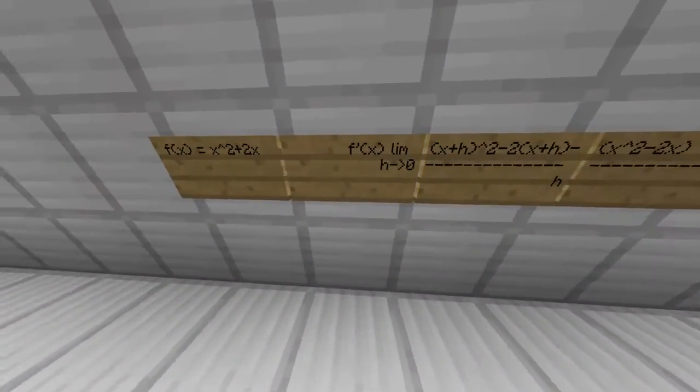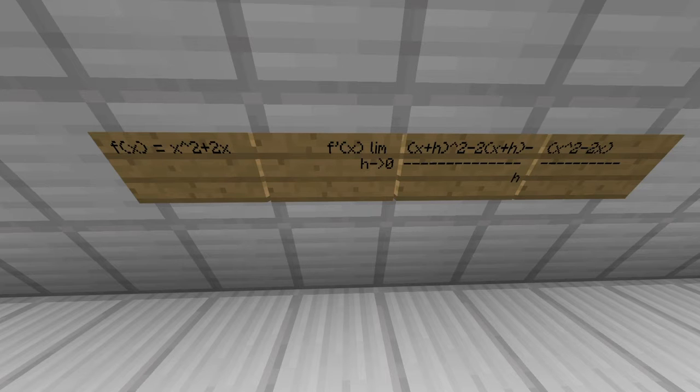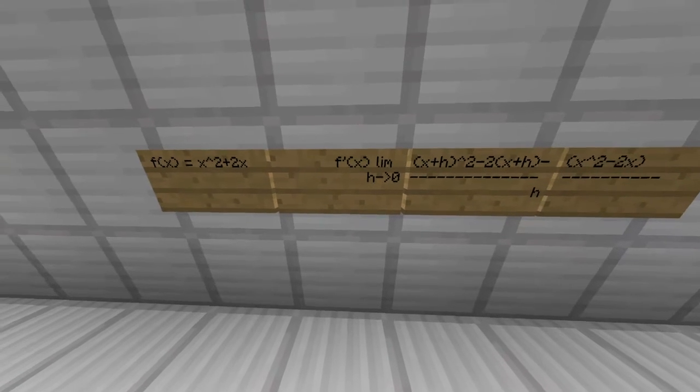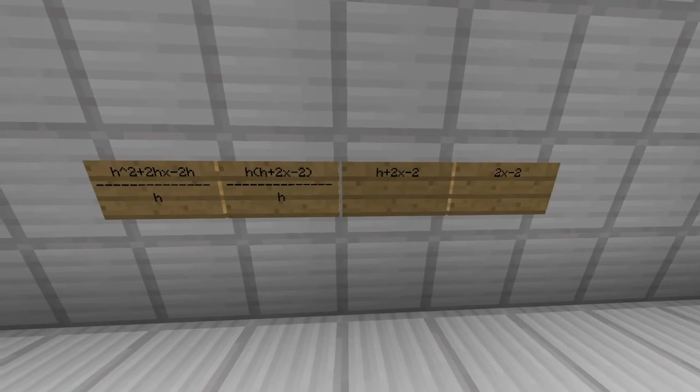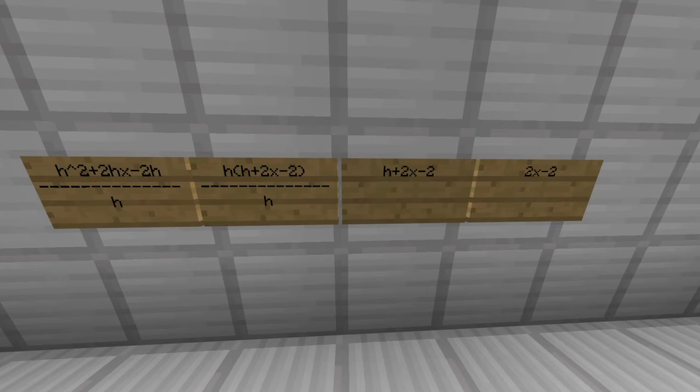For example, let's calculate the derivative of x squared minus 2x using the definition of a derivative. First, plug in x plus h anywhere there is an x. Then subtract x squared minus 2x and divide everything by h. You should have x plus h squared minus 2 times x plus h, minus x squared minus 2x, all over h. Next, distribute everything and cancel as much as you can.